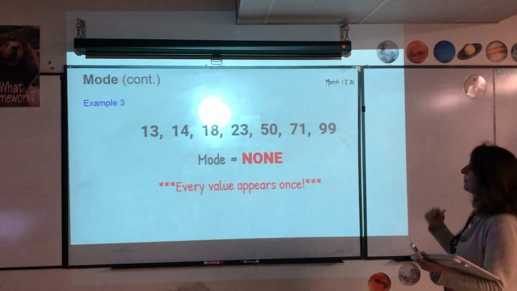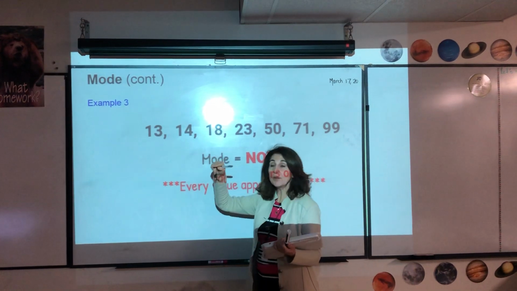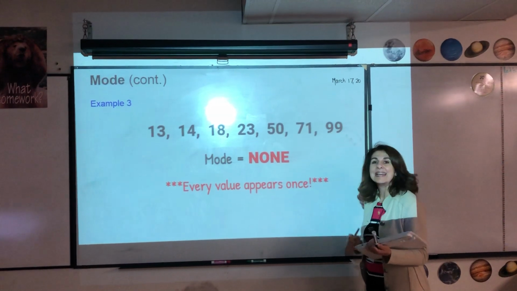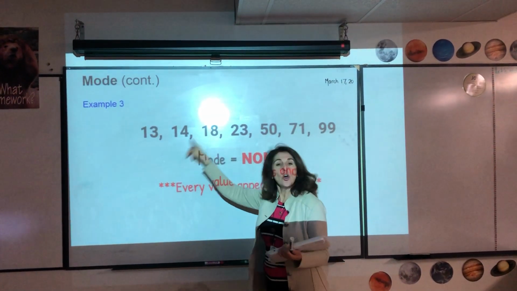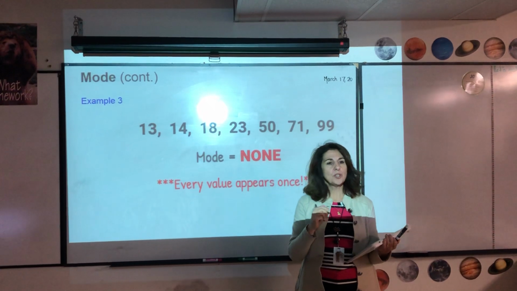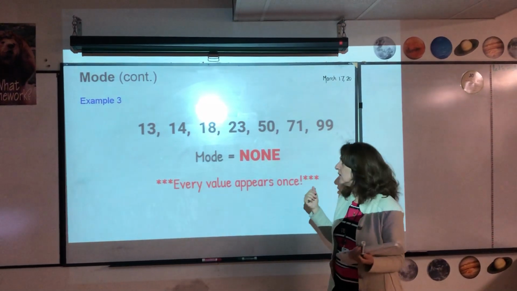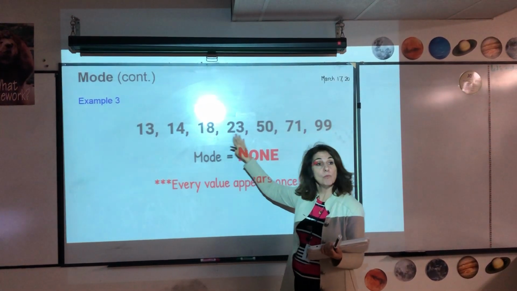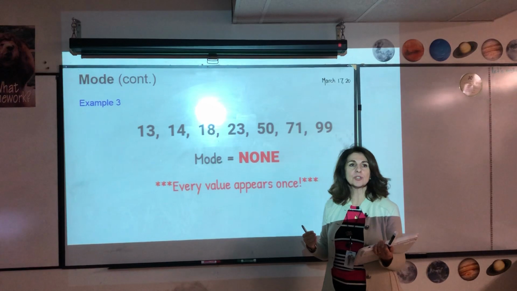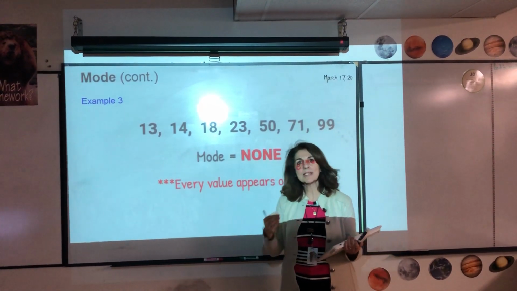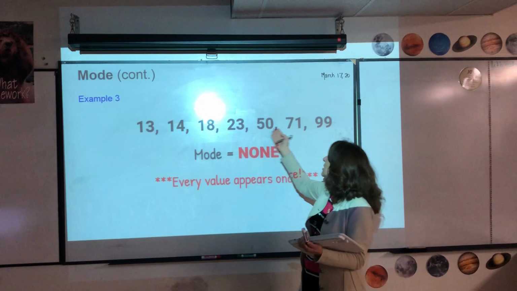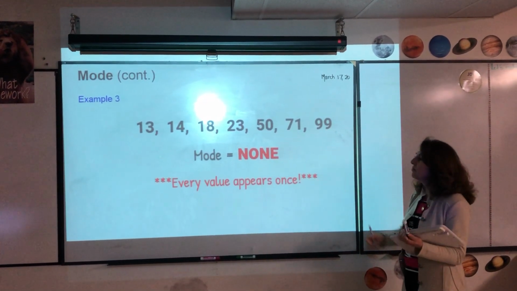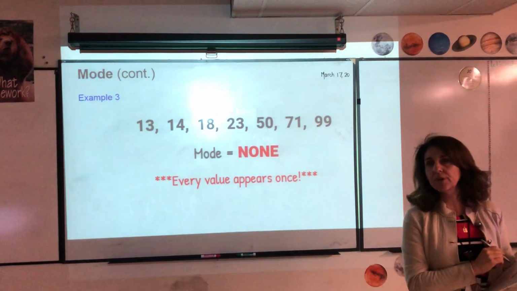The last example that we have here is another one for mode, and I have 13, 14, 18, 23, 50, 71, and 99. All the numbers appear just once, which means this set has no mode. There is nothing here that is more frequent than the other numbers. So they all have the same amount, 1. So none. Every value appears just once over here.